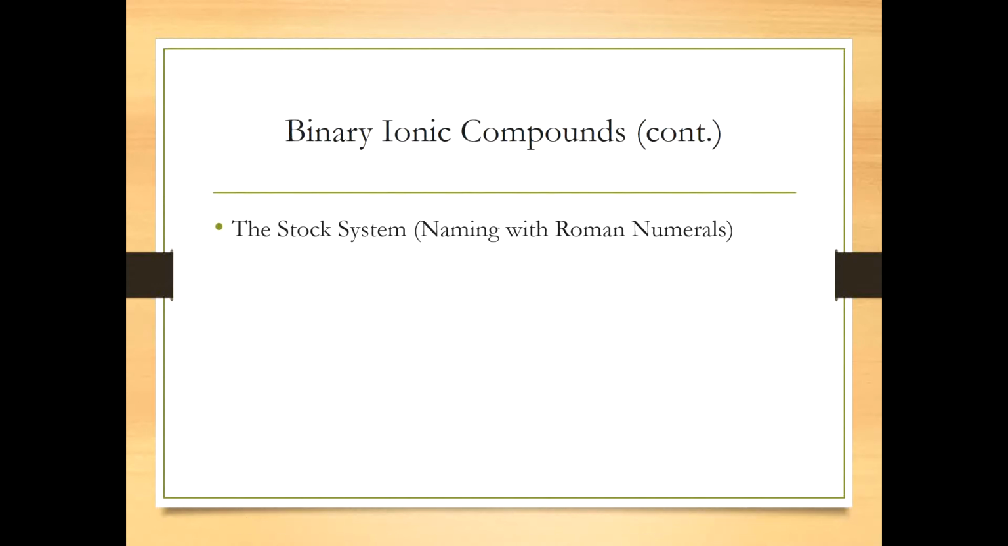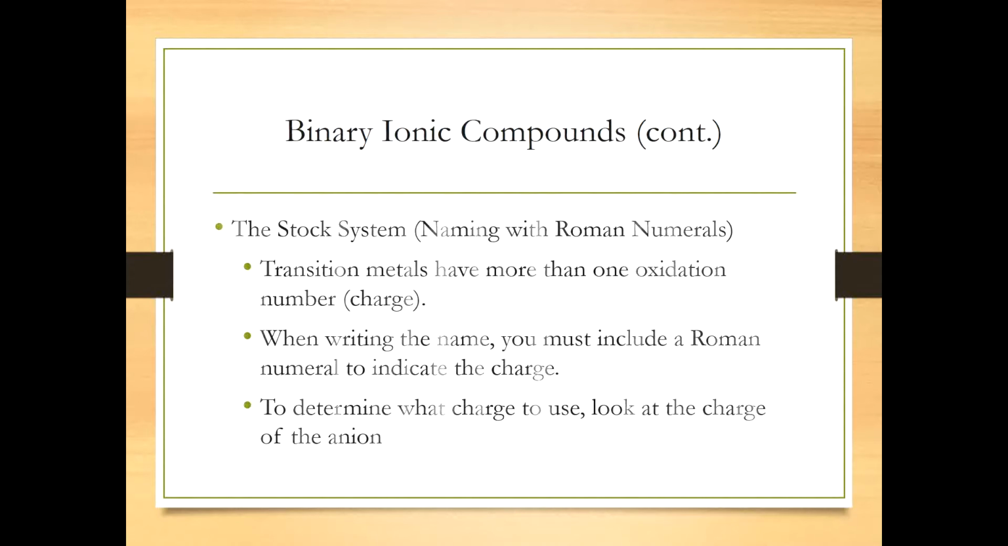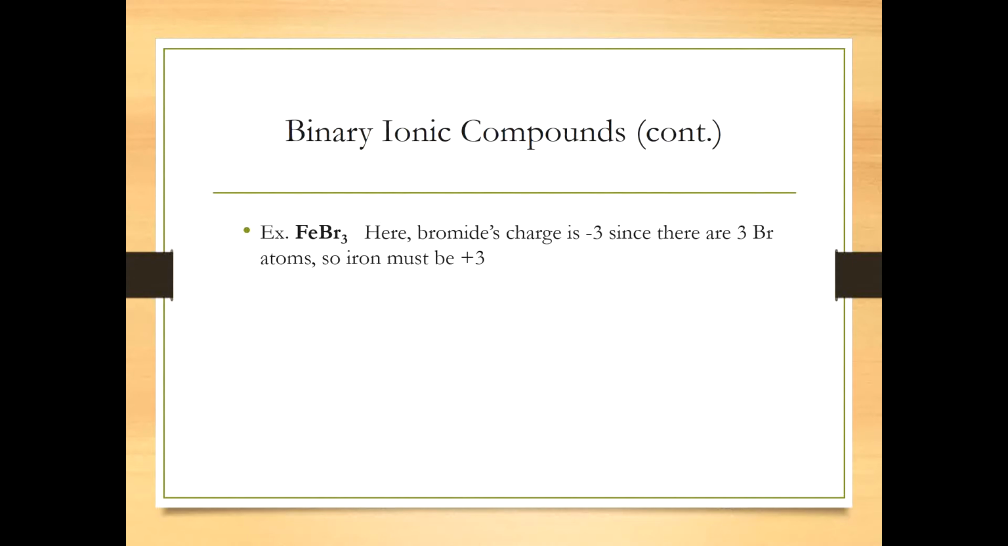This system of naming with Roman numerals is called the stock system. So this is just explaining that transition metals can have more than one oxidation number, or more than one charge. So when writing the name, you must include a Roman numeral to indicate the charge. And in order to determine what the charge is, you have to look at the charge of the anion. So I'm going to flip over to my document camera for a second, and I'm going to explain all of that a little bit further.